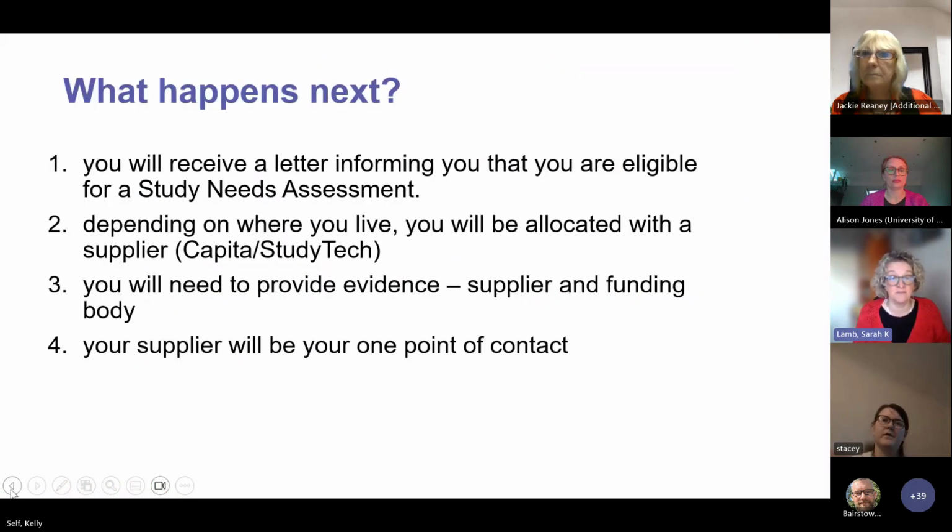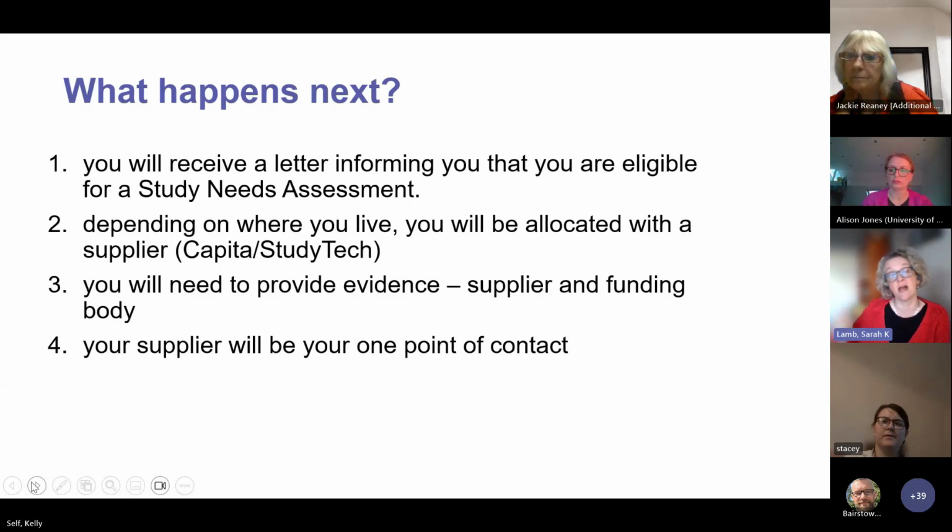So what happens after this? Once you've applied, Student Finance England will consider the evidence and consider your application. If they've got any questions, they'll get back to you. If they're happy with the evidence that you've submitted, you'll receive a letter. Now that letter will come via email and it will tell you that you're eligible for a study needs assessment. And then depending on where you live, you'll be allocated with a supplier.